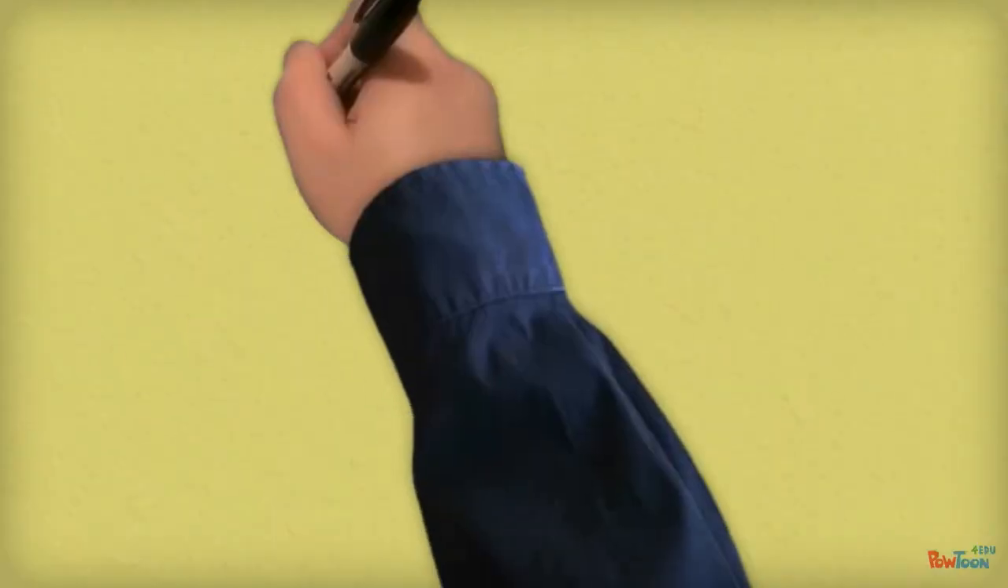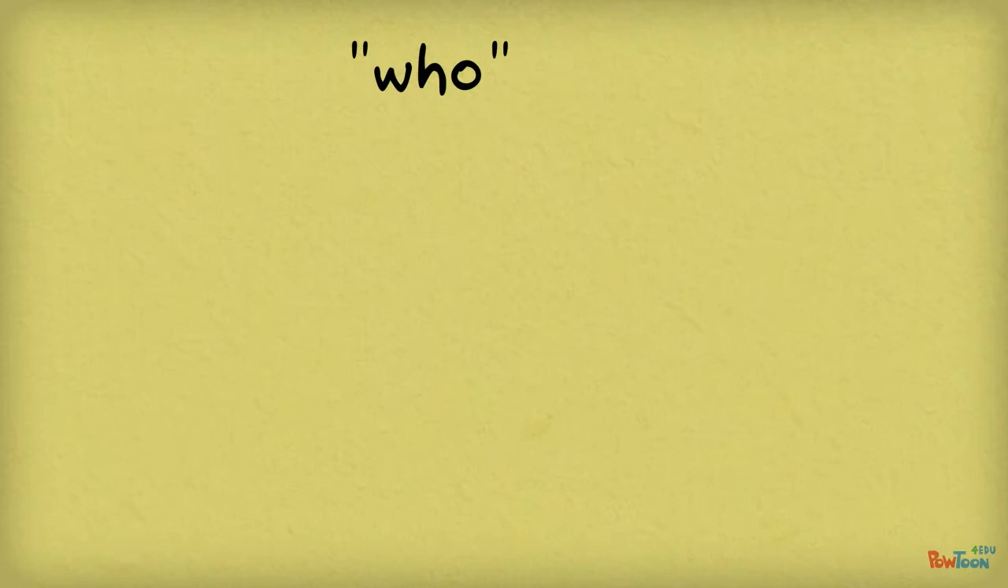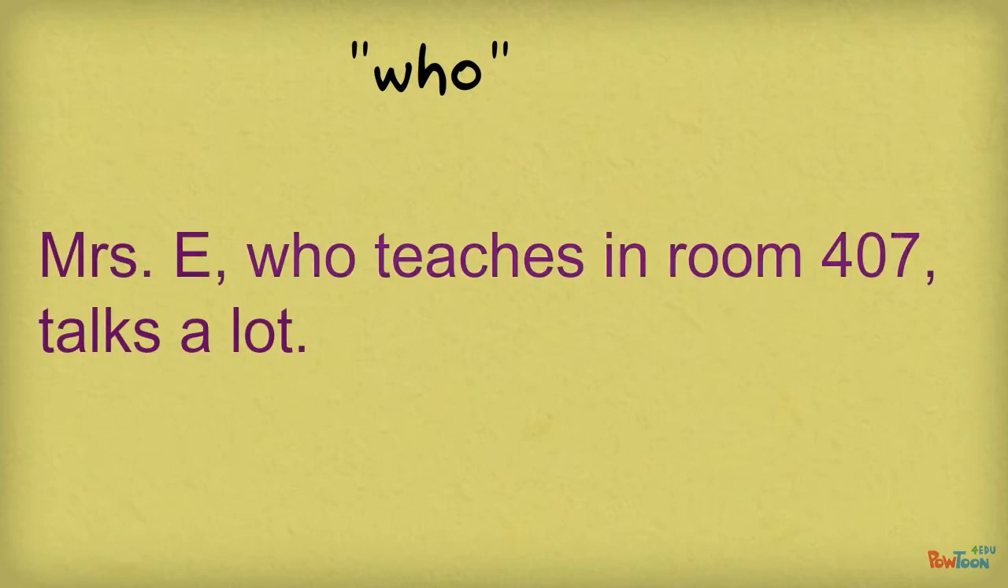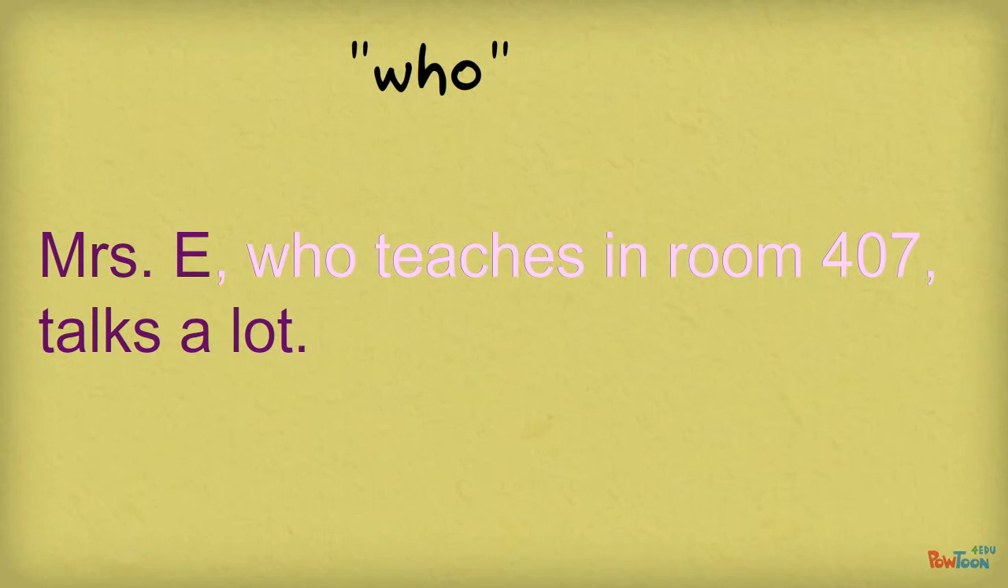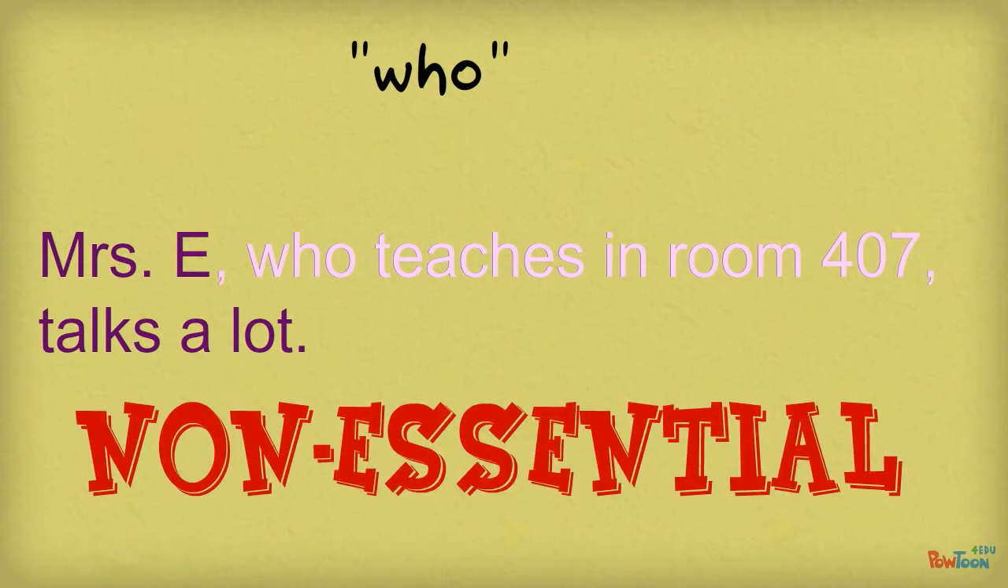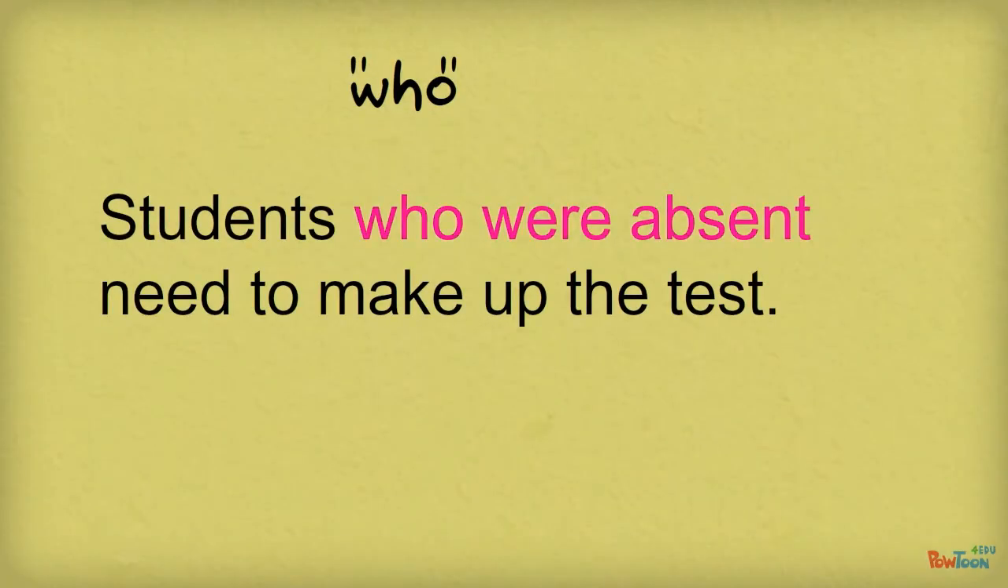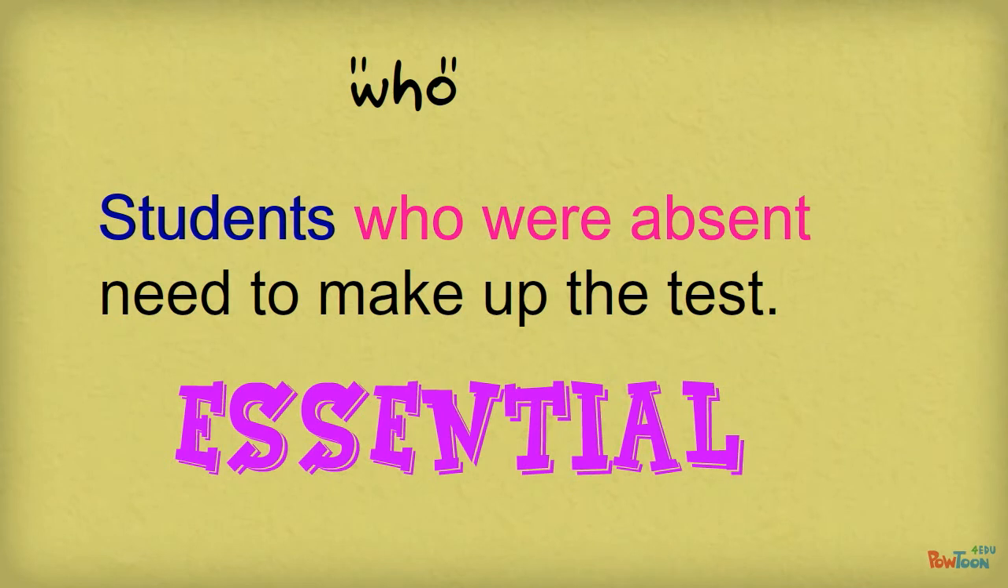When you use the pronoun who, make sure you understand why you are using it. In this sentence, you don't need to know what room Mrs. E teaches in. That is non-essential information, so commas are needed. Here, the clause who were absent defines the subject, students. This clause is essential information because only those few students who were absent need to make up the test.